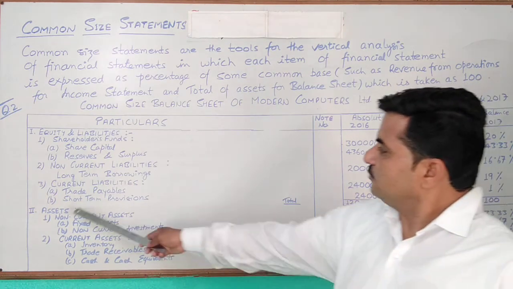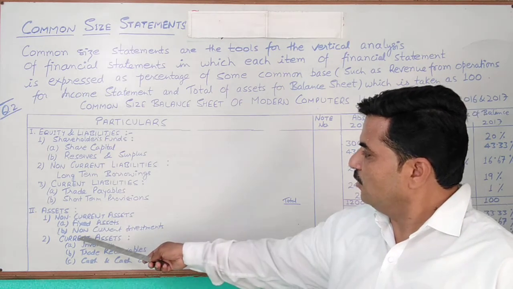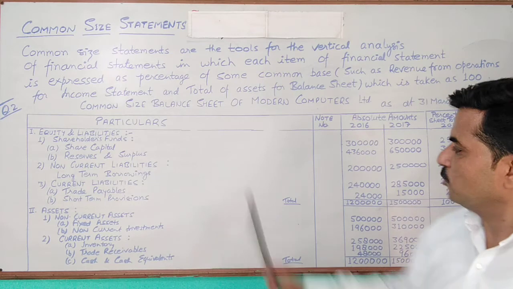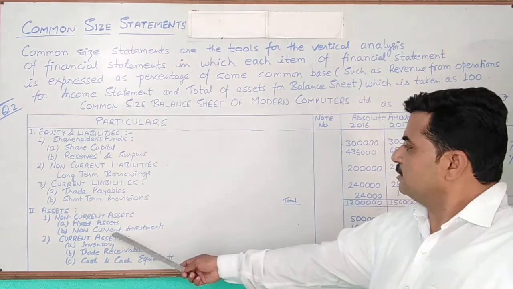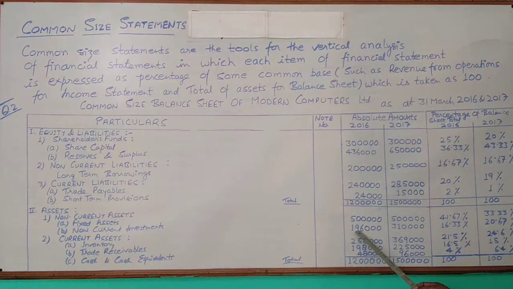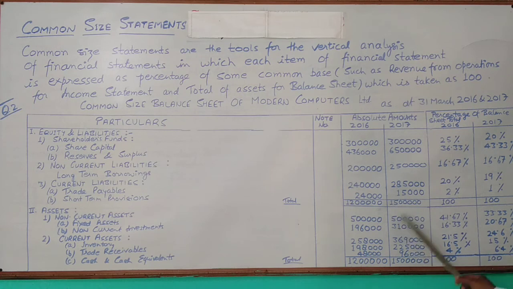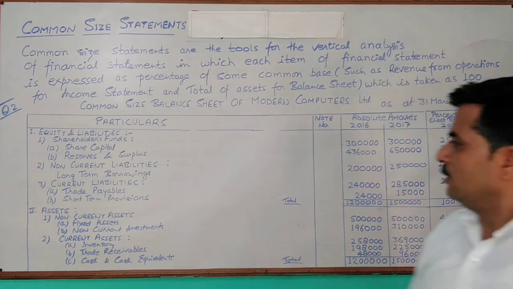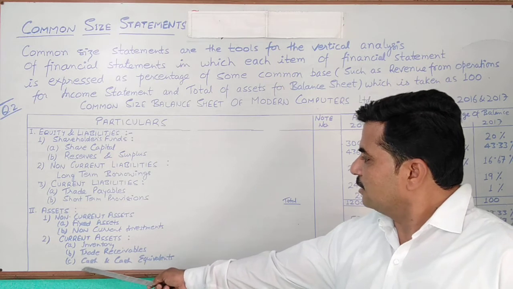Students, in asset side we have non-current assets, which include fixed assets and non-current investments in this question. And fixed assets are rupees 5 lakh in both the years 2016 and 2017. And non-current investments are rupees 1,96,000 in the year 2016 and rupees 3,10,000 in the year 2017. And we have current assets in this question: inventory, trade receivables, and cash equivalents.